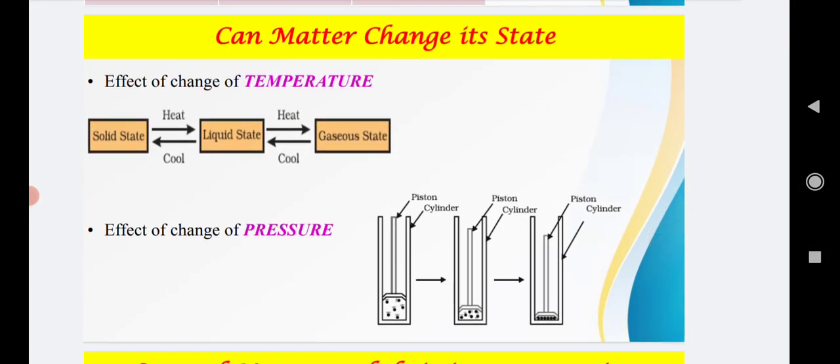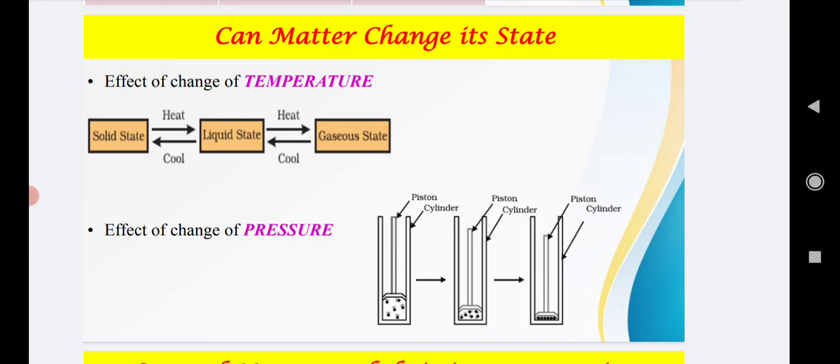In this slide we are going to study the different states of matter that we have seen in the previous slide. Can the states of matter be interchanged or changed? There are two mechanisms by which the state of matter can change. The first is temperature and the second is pressure. So, the effect of change of temperature.